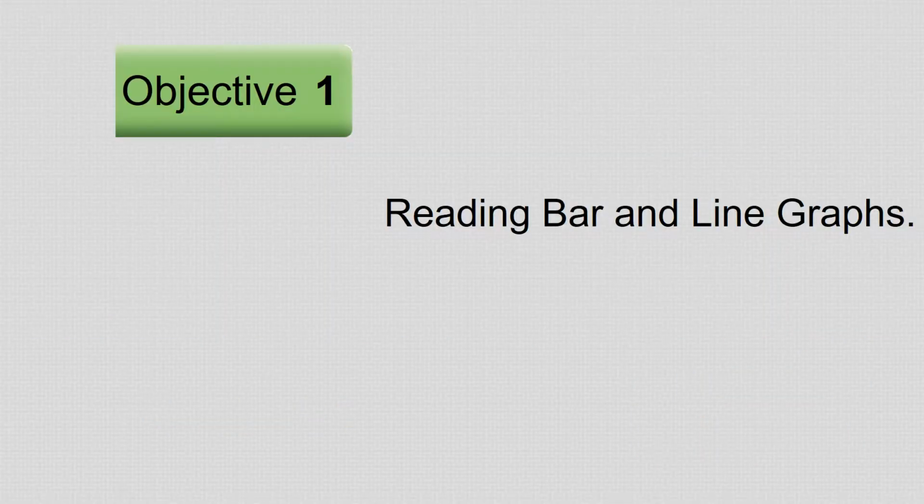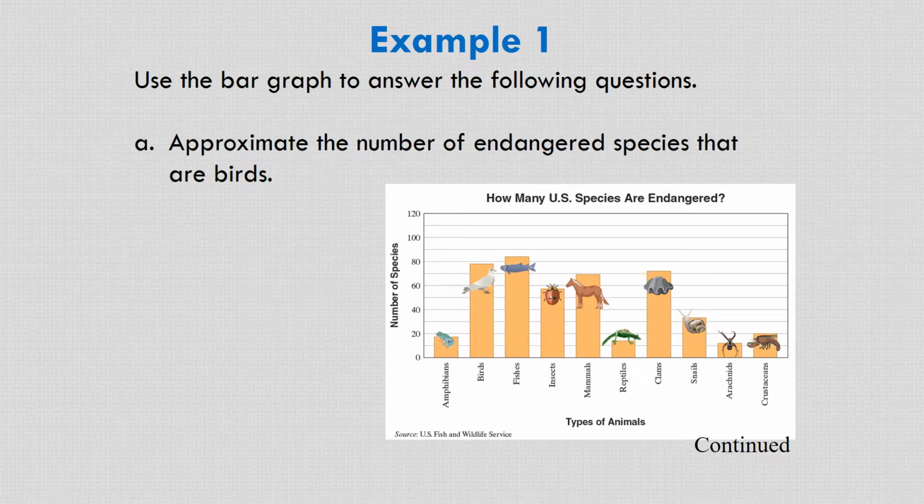So our first objective is our ability to read bar and line graphs. With bar and line graphs, I think you'll say, oh, I've seen this before. For example, here's an example of a bar graph, a bar graph simply because the quantities are represented utilizing rectangles. So we have the first objective here.